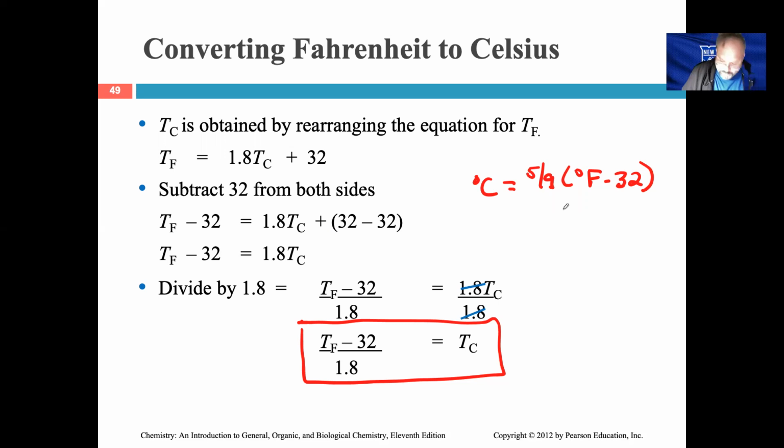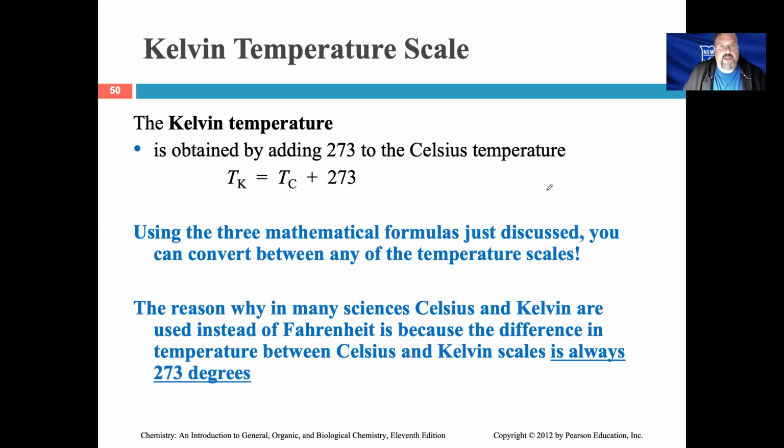So if you're using the bottom equation here, you want to make sure you do the numerator first, and then divide by 1.8. Here again, you want to do what's in parentheses first, and then multiply by 5/9. If you divide by 1.8 or multiply by 5/9, it turns out to be the same thing. So whichever one you want to remember is fine. But these are the two ways that we usually look at going from Fahrenheit to Celsius. And then finally, going from Celsius to Kelvin, the Kelvin temperature is obtained by adding 273 to the Celsius temperature.